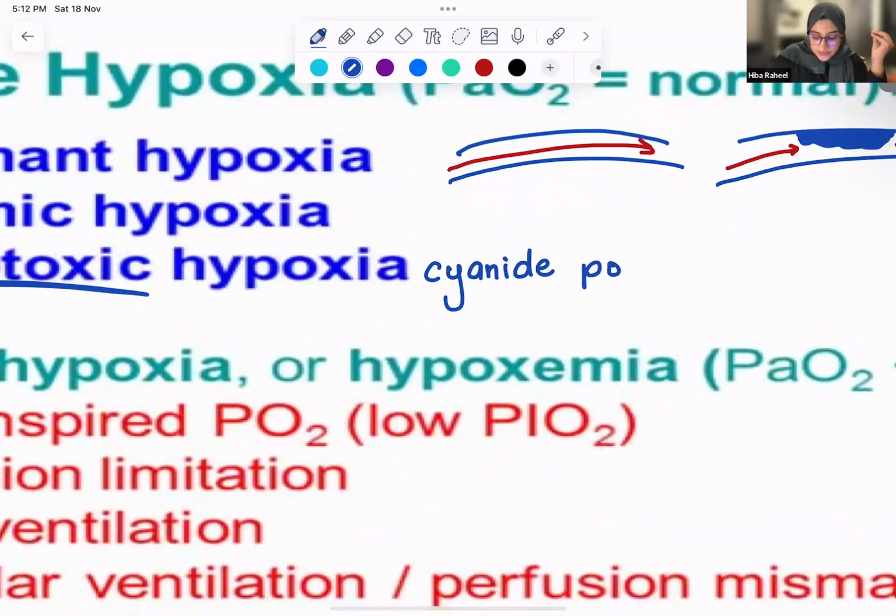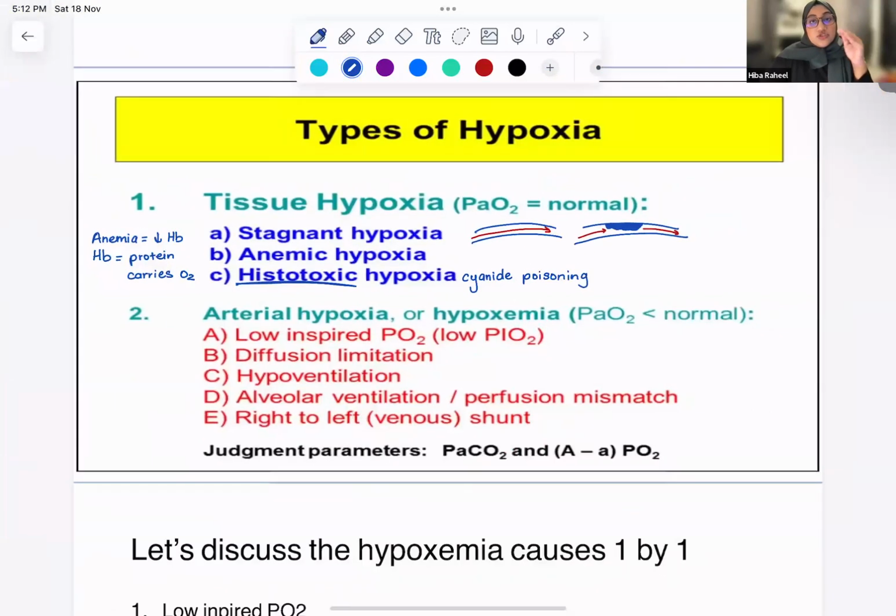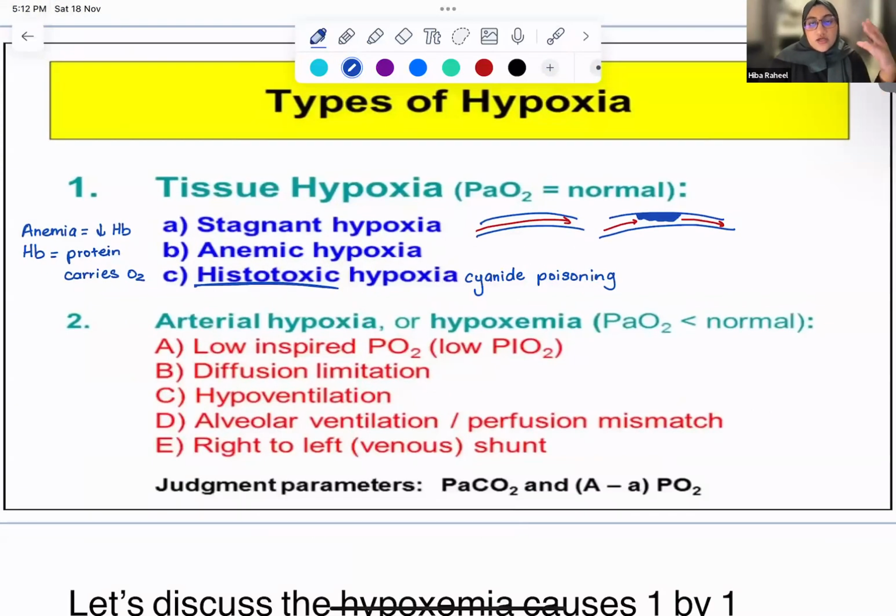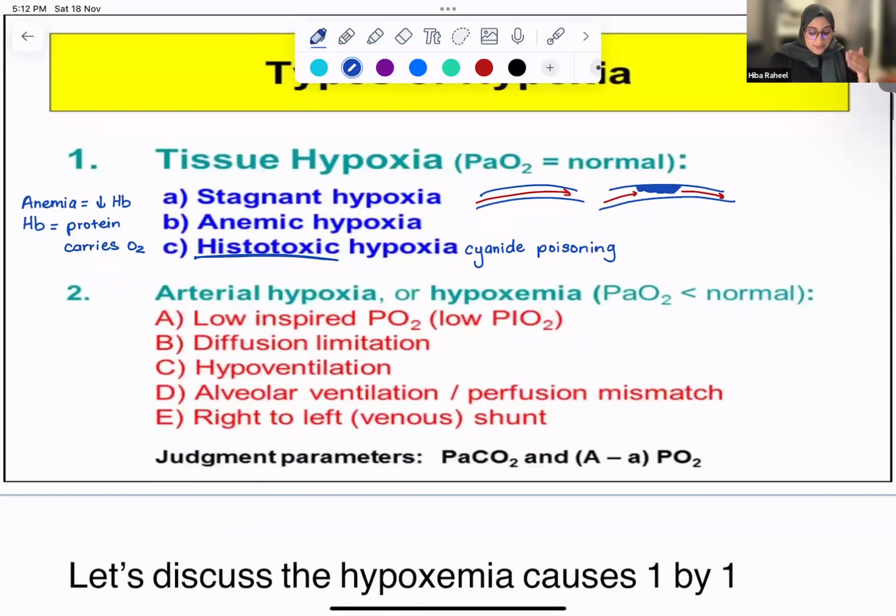In cyanide poisoning, it diminishes the tissue's ability to utilize oxygen by destroying mitochondrial enzymes. Okay, so the three things we talked about: stagnant hypoxia, anemic hypoxia, histotoxic hypoxia. Okay, now let's move on to hypoxemia.